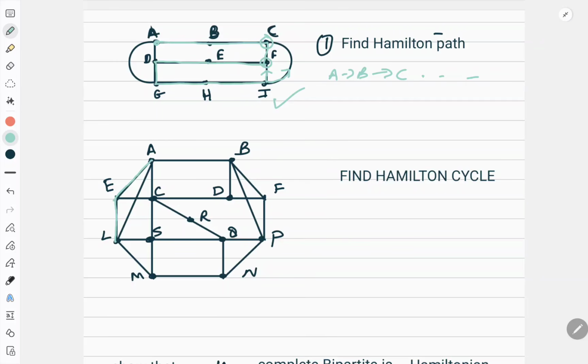Okay, then from L I can go to M, or let me go here. Then if I come down, I can cover this. So this edge was unnecessary actually. I can cover by these 2 vertices. So I went there. Now from S, M, the only option is N.